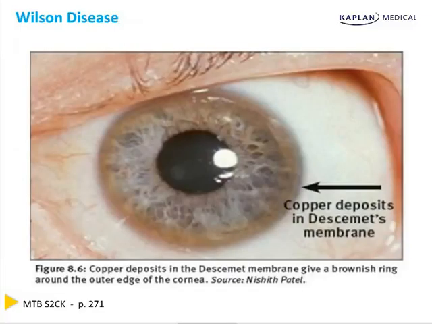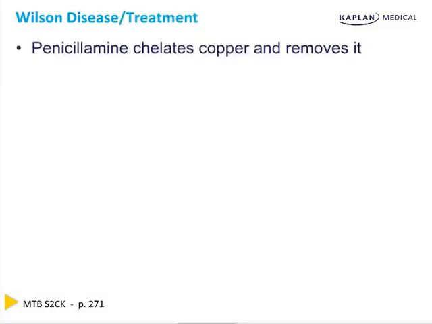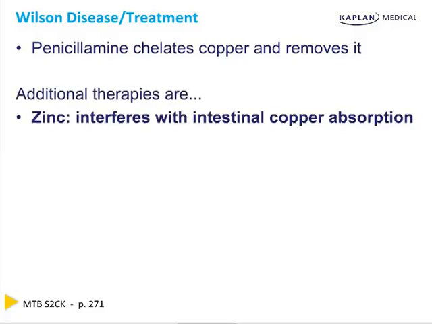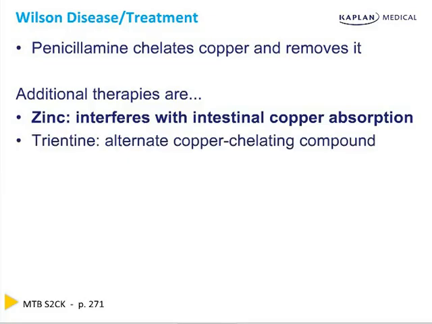Here's a classic example of a Kaiser-Fleischer ring with copper deposition in Descemet's membrane. Penicillamine chelates copper and removes it from circulation. Additional therapies are zinc, which interferes with intestinal copper absorption, and trientine, which is an alternate copper chelating compound.